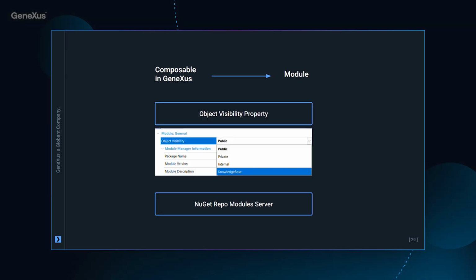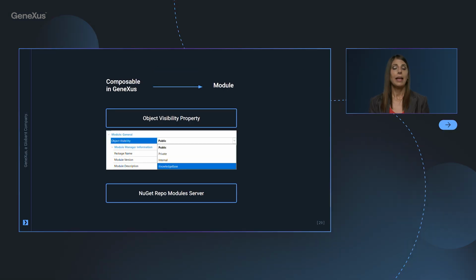The most important aspect for generating this type of application in GeneXus is the modules, an object that allows us to create packages with specific functionality and then share them with the rest of the knowledge bases. In GeneXus 18, we have added a new value for the object visibility property, the knowledge base value, which allows you to indicate whether a module is to be accessed from other knowledge bases or only to be used in the knowledge base in which it is being worked on.